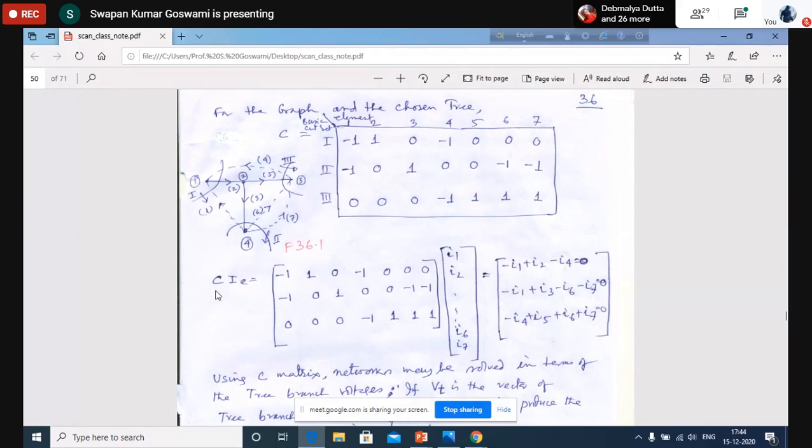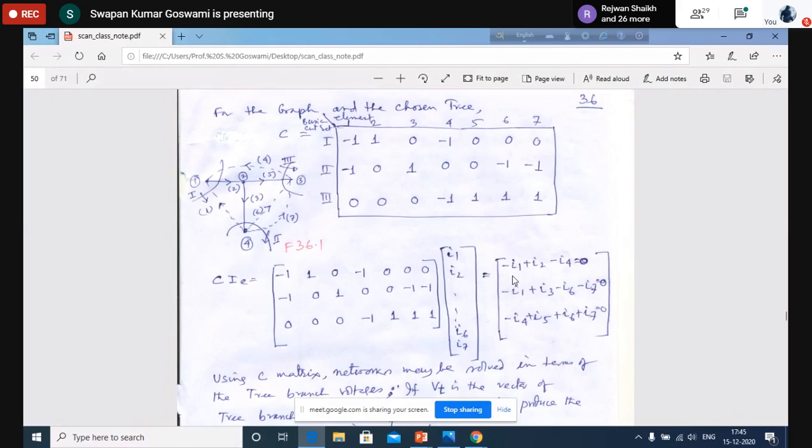So C is a matrix of basic cut set and element. This incidence is shown here. So cut sets here and elements here. So in the product, the result should correspond to the cut set. So let us see what is in cut set 1, the summation of the currents, minus I1 plus I2 minus I4. In cut set 1, you see that this is nothing but the summation of the currents in the elements of the cut set.